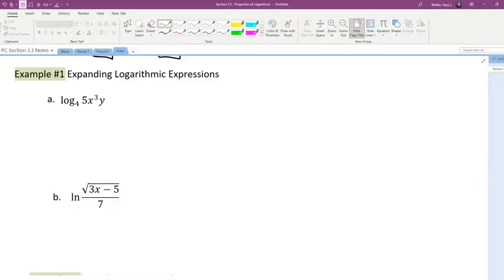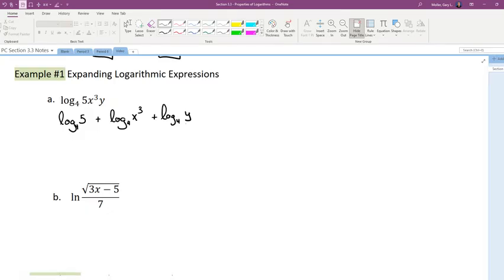Okay, so in analyzing A, I see we're doing log base 4 of 3 separate factors, 5 times an x cubed times a y. If I was doing it for myself, I'd do it in one step, but I'm going to illustrate it a little slower for you guys. So I know that I can make this log base 4 of 5 plus log base 4 of x cubed, and log base 4 of y.